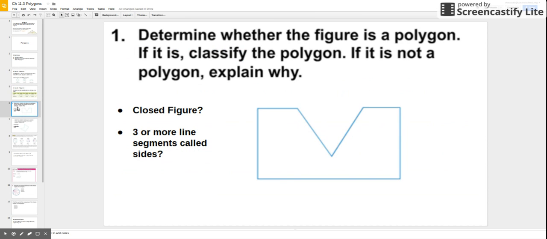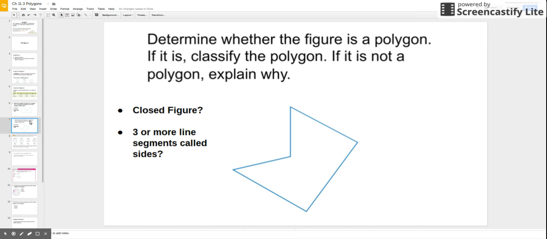Number 1, determine whether the figure is a polygon. If it is, classify the polygon. If it's not, explain why. So let's start. Is it a closed figure? Yep, nothing is open. Are there 3 or more line segments called sides? 1, 2, 3. Yes. So yes, this is a polygon.